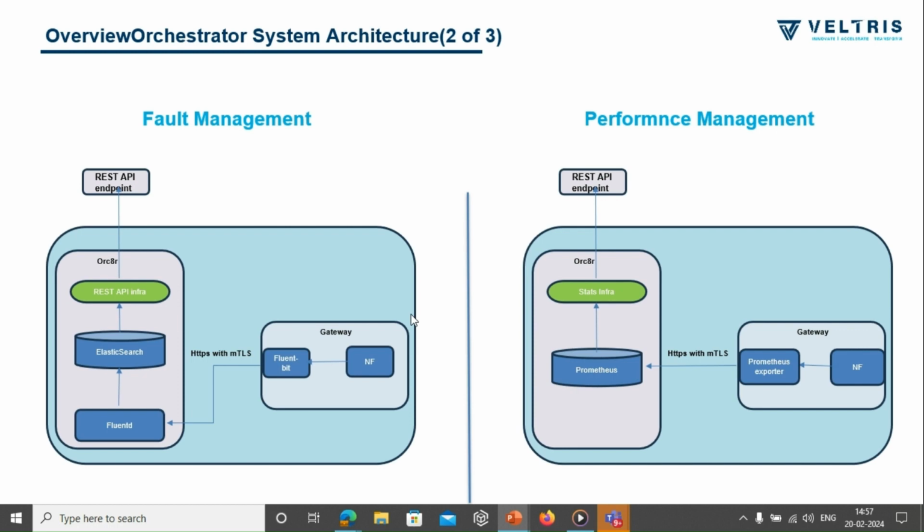Okay, let us now discuss performance management, which comprises two major components: the Prometheus exporter on the gateway, which is responsible for fetching all the matrices produced by the network functions towards Prometheus over a secured channel. Prometheus stores these matrices or counters and exposes a set of APIs with the help of which we can fetch these matrices or counters and showcase them in the NMS.